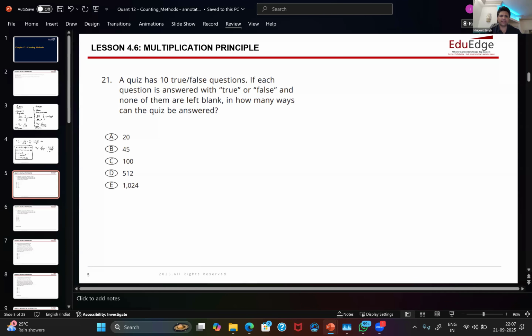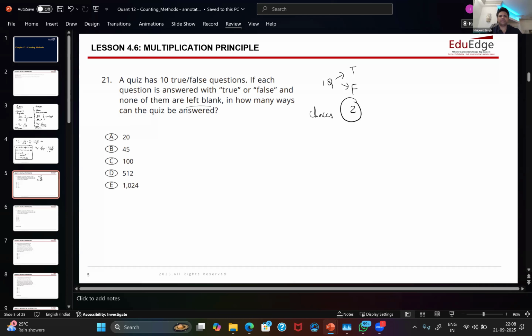Here the question is, a quiz has 10 true-false questions. Each question can be answered with true or false. Whenever you are faced with a question, first ask how many outcomes are possible per choice. Here there are 10 questions, but any question will have either a true or a false, so can I say 2 choices per question? Also, all questions are answered and none of them are left blank. In how many ways can the quiz be answered?